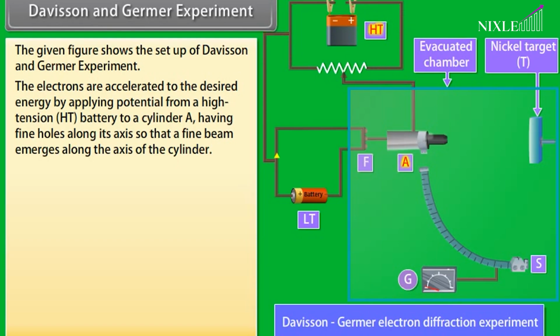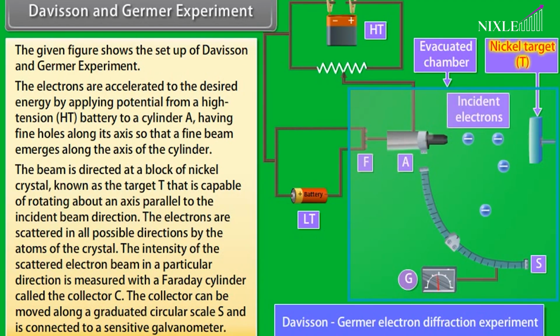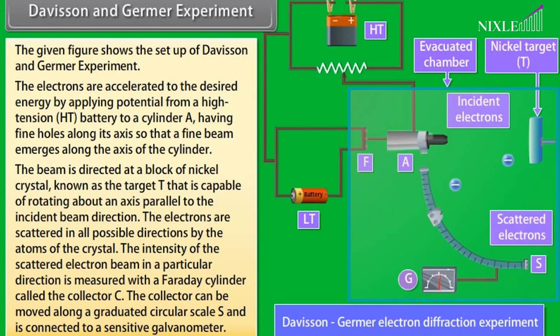The beam is directed at a block of nickel crystal known as the target T that is capable of rotating about an axis parallel to the incident beam direction. The electrons are scattered in all possible directions by the atoms of the crystal. The intensity of the scattered electron beam in a particular direction is measured with a Faraday cylinder called the collector C. The collector can be moved along a graduated circular scale S and is connected to a sensitive galvanometer. The deflection of the galvanometer is proportional to the intensity of the scattered electron beam entering the collector.